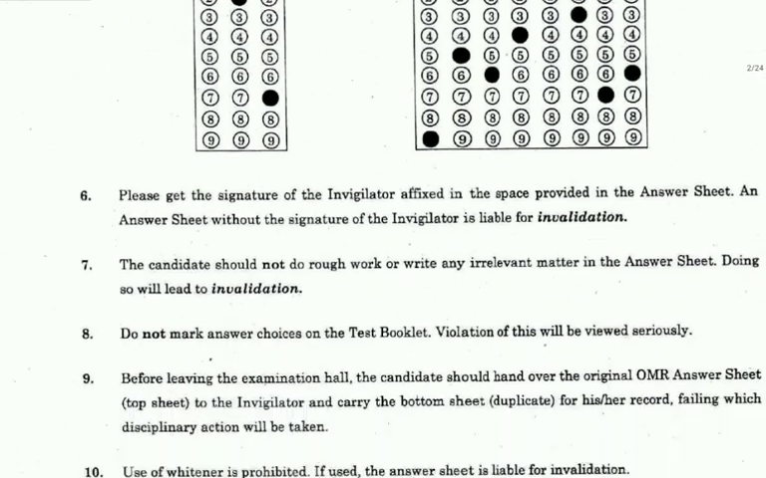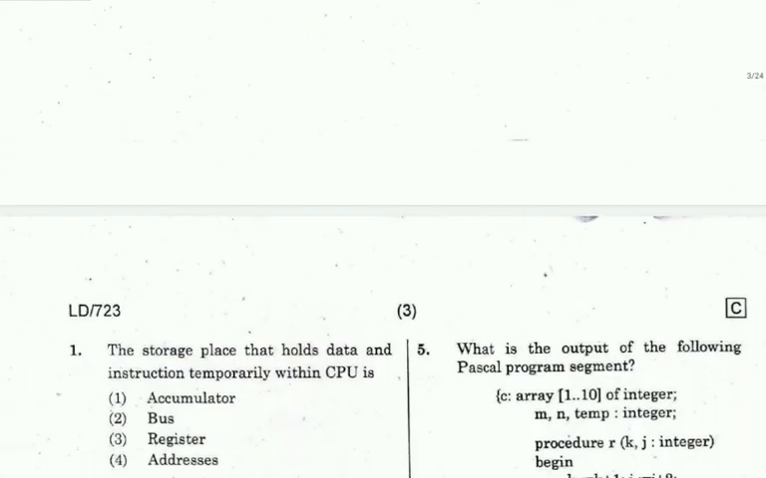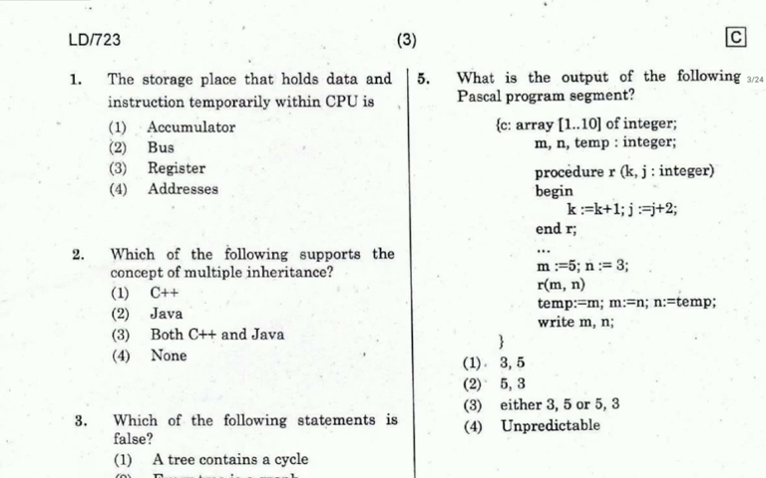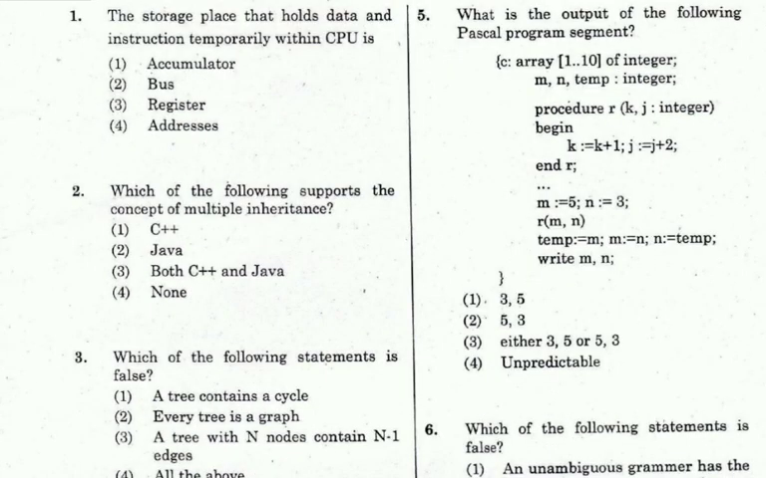You can download this question paper from the APPSC official website. So coming to the first question: the storage place that holds data and instructions temporarily within the CPU. So we have to find out at which place data and instructions are temporarily stored within the CPU. Within the CPU we have registers, we use a bus to transfer the data, and we use accumulators also in the CPU. So option 3 is the correct answer, that is the register. Register is the fastest memory within the CPU, used for immediate operations. So option 3 is the correct one.